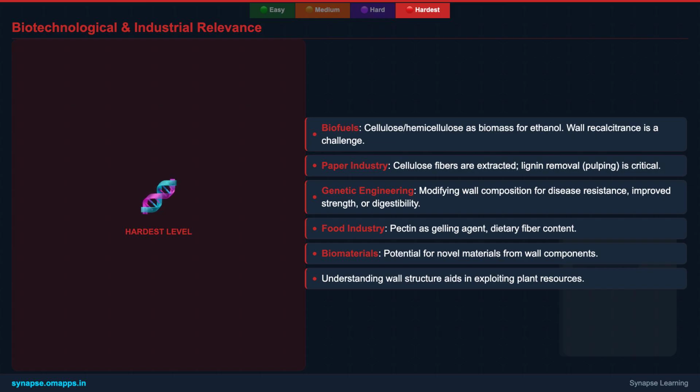Moreover, research into cell wall components is leading to the development of novel biomaterials. Thus, a deep understanding of cell wall structure and synthesis is vital for exploiting plant resources sustainably and innovatively.